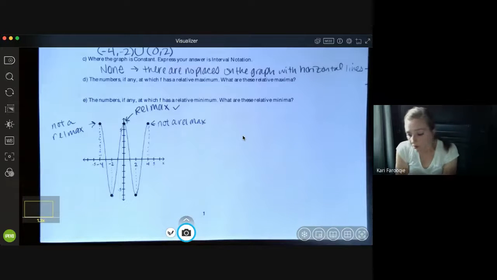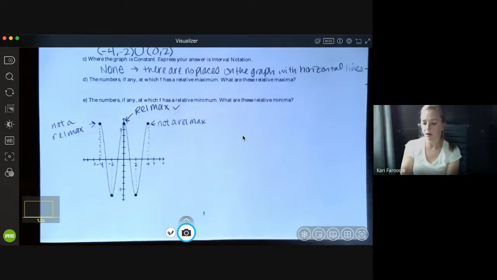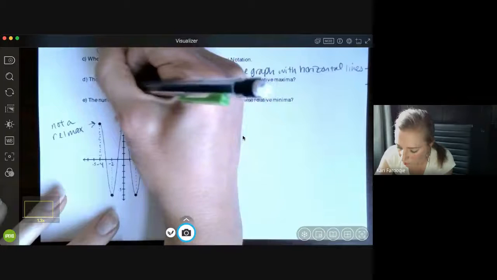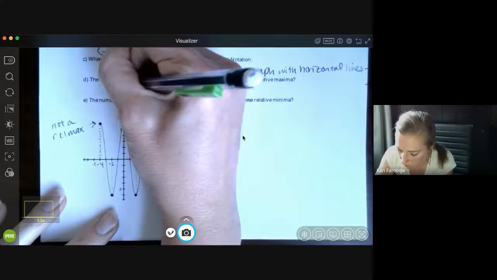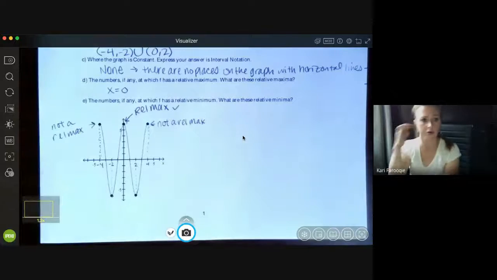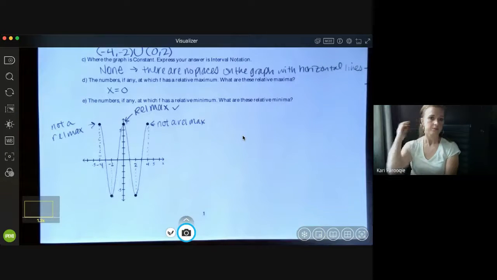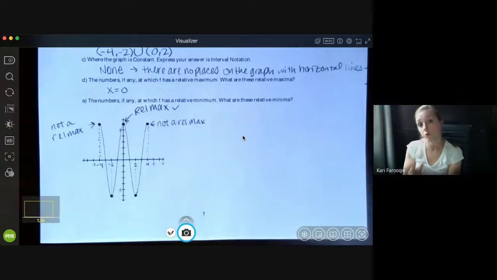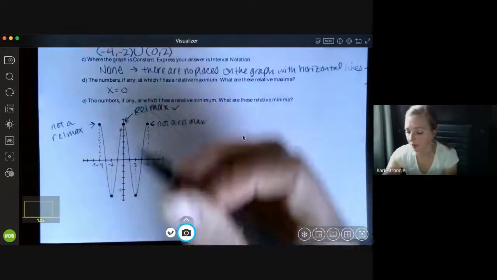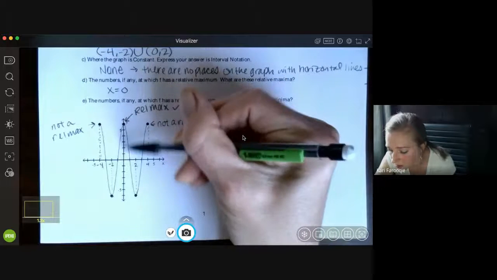So when we talk about numbers at which f has a relative maximum, we're looking for 2 different things. We're looking for an x value at which the maximum occurs first. So the numbers at which f has a relative max, we would say the relative max occurs at x equals 0. And this is a 2-parter. You're always going to be asked where the maximum occurs and then what is the maximum. So the maximum occurs at x equals 0, and the value of the maximum at this point is 6.